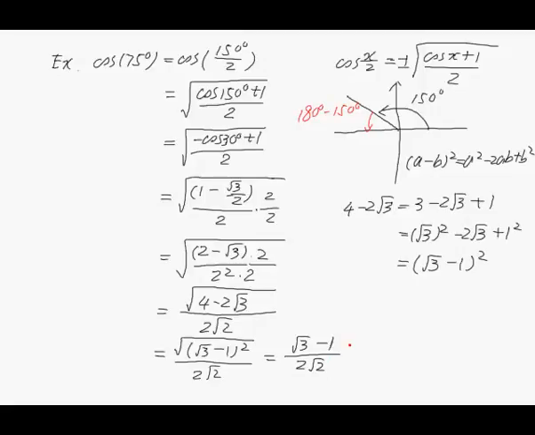And let's continue to rationalize this fraction by multiplying both the numerator and denominator by root of 2. And then denominator root of 2 times root of 2, you have 2. 2 times 2, you have 4, right? So you have the 4 as the denominator. Then for the numerator, root of 3 times root of 2, you have the root of 6. And then negative 1 times root of 2, you have the negative root of 2.